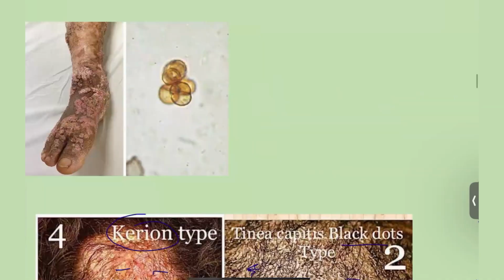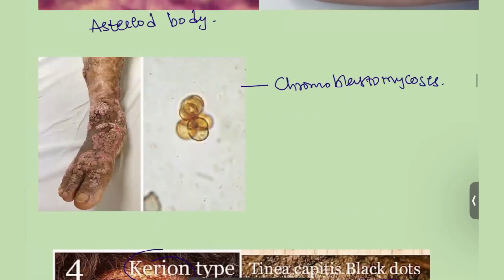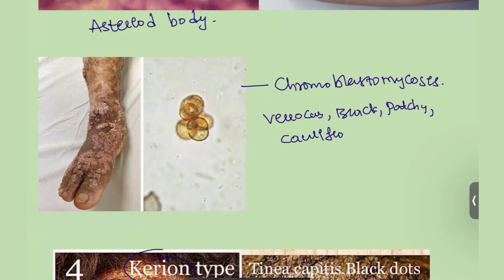Next, coming to chromoblastomycosis. Okay, and this one is verrucous, black and patchy, and it is going to look like cauliflower-like lesions.